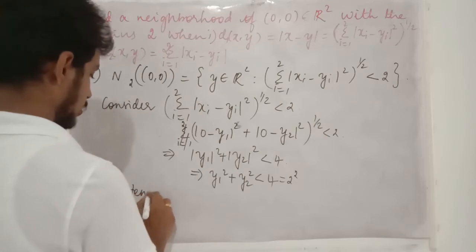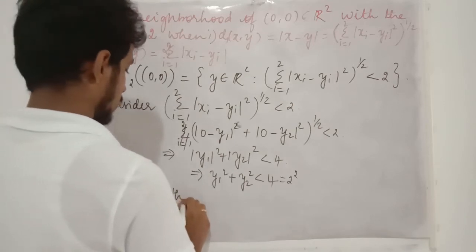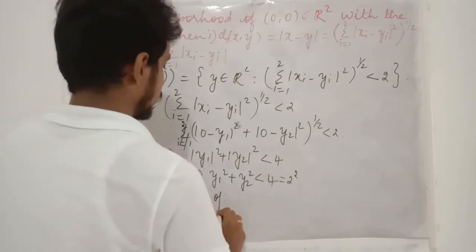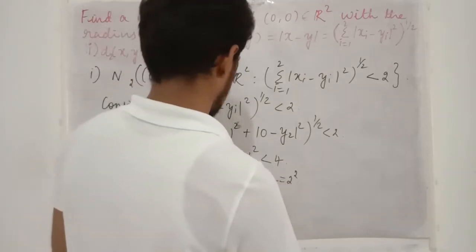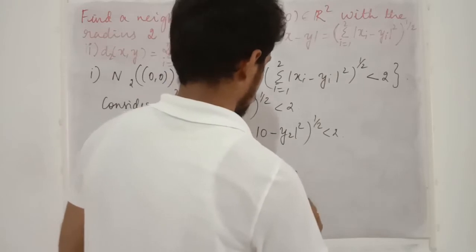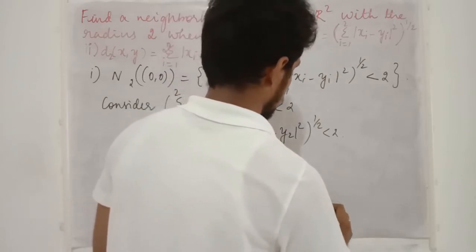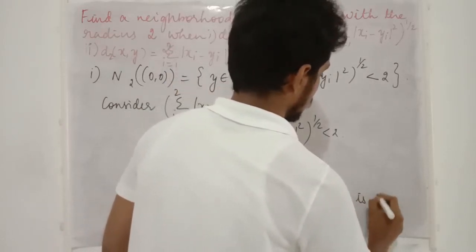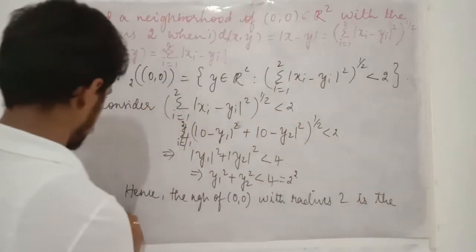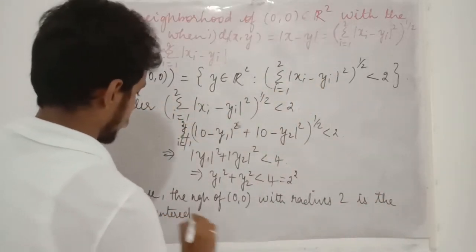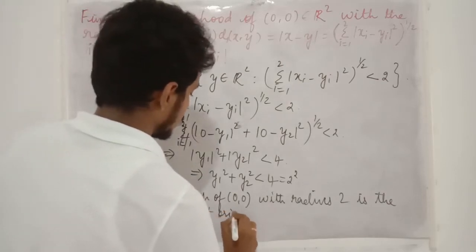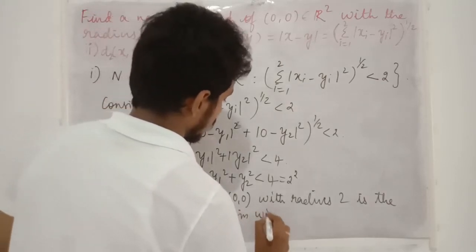Hence, the neighborhood of (0, 0) with radius 2 is the circle centered at the origin with radius 2.